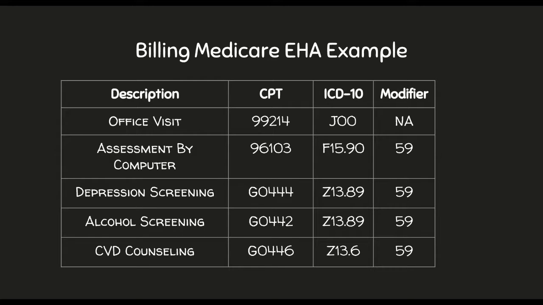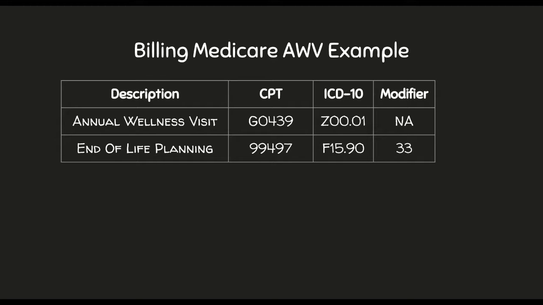Here's an example of how to bill an EHA for Medicare. You'll have your office visit with no modifier and 59s on all the rest. For AWV, we always suggest that you utilize the End of Life Counseling or Advanced Care Planning 99497, and you will just need to use a modifier 33 there. In this situation, the cost sharing is waived for the end of life planning when it is done with an annual wellness visit.